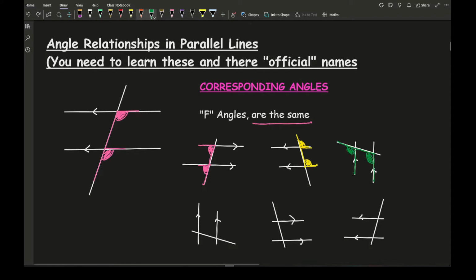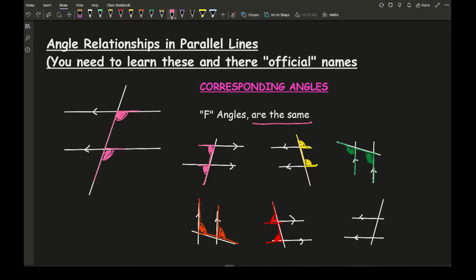And likewise, if we get different colours, let's go for orange. I can find an F that looks like this, and so these two angles would be the same. And if we go for another colour, red, again I can draw an F that looks like this. So these two angles would be the same. And on the final diagram, again, there are different variations where you can see an F.